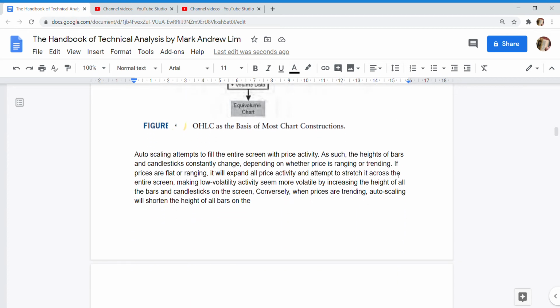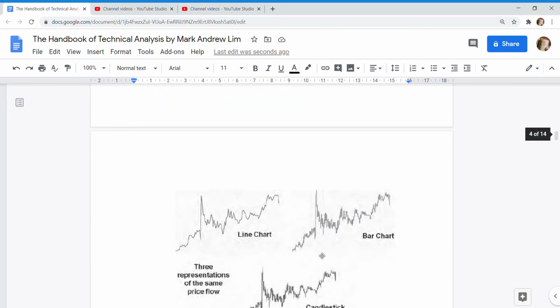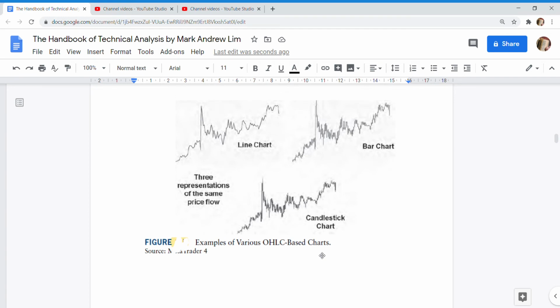Autoscaling attempts to fill the entire screen with price activity. As such, the heights of bars and candlesticks constantly change, depending on whether price is ranging or trending. If prices are flat or ranging, it will expand all price activity and attempt to stretch it across the entire screen, making low volatility activity seem more volatile by increasing the height of all the bars and candlesticks on the screen. Conversely, when prices are trending, autoscaling will shorten the height of all bars on the screen. Switching off the autoscaling function normalizes volatility on the charts, allowing for more accurate price visualization.